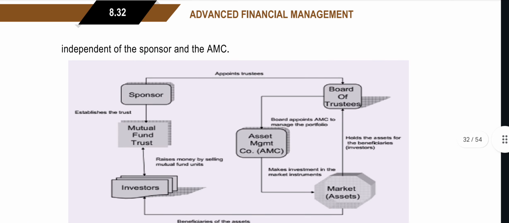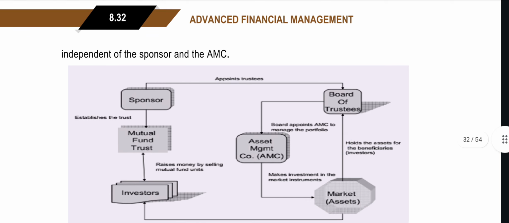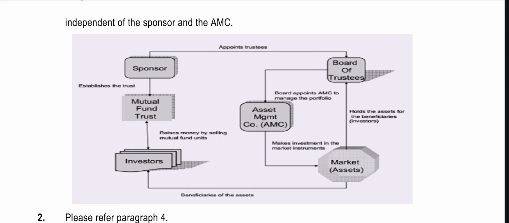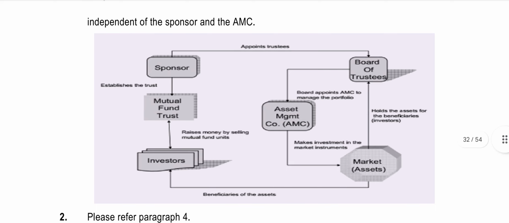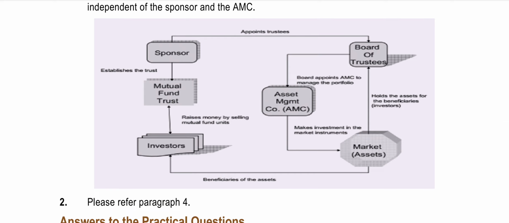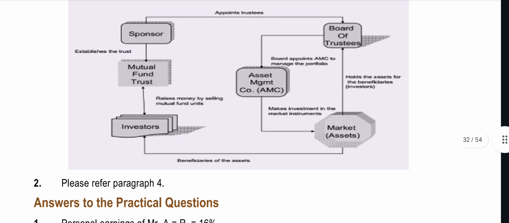First, the sponsor establishes a mutual fund trust, and after that the sponsor establishes a board of trustees, and this board of trustees appoints the asset management company to manage the portfolio, that is the fund manager. And after that it makes investments in the market instruments, that is market assets, and holds the assets for the benefit of the investors. And next, we have here the mutual fund trust raises money from selling mutual fund units to the investors. Right.